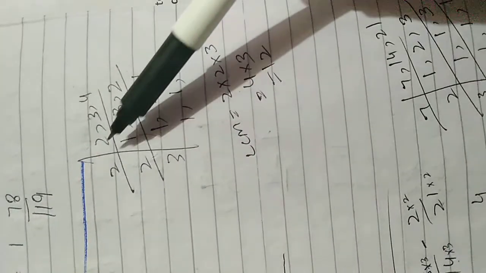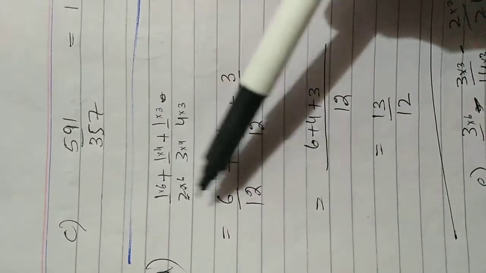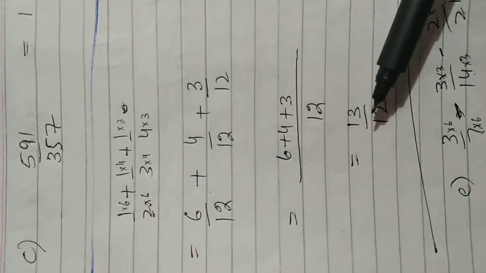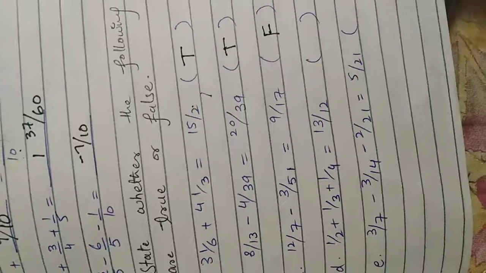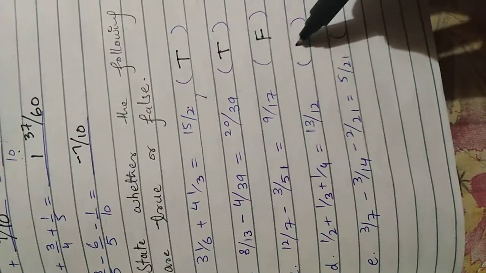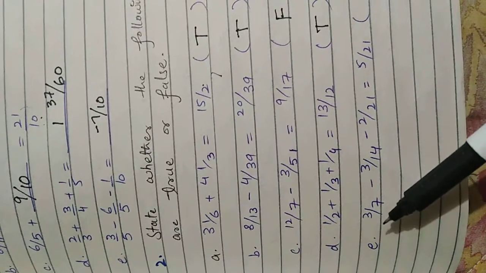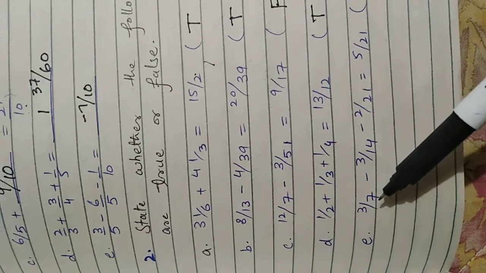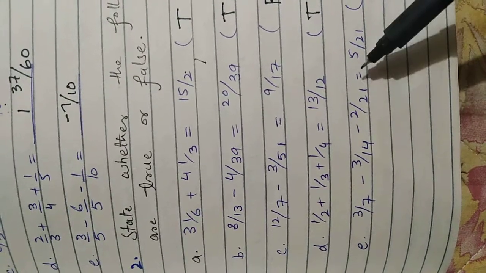Now part D is 1 by 2 plus 1 by 3 plus 1 by 4, which is equal to 13 over 12. First we will find LCM of their denominators, that are 2, 3 and 4. LCM of 2, 3 and 4 is 12. So we write equivalent fractions. 6 by 12, 4 by 12, 3 by 12. So their sum is 13 over 12. So part D is true.